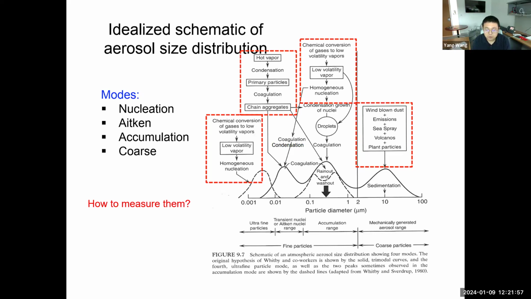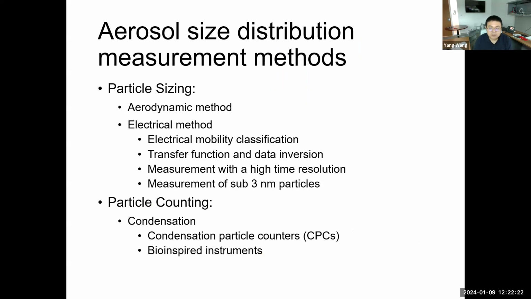And then finally, there are coarse mode aerosols, which are normally generated from wind-blown dust, sea sprays, volcanoes, and so on. So to understand the atmospheric processes involved with aerosols, we have to be able to measure the size distribution before we can get any information related to these mechanisms. So then we have the question of how to measure them. There is a wide range of methods to obtain the aerosol size distribution, and due to the time limit, we can only introduce a few of them, right?